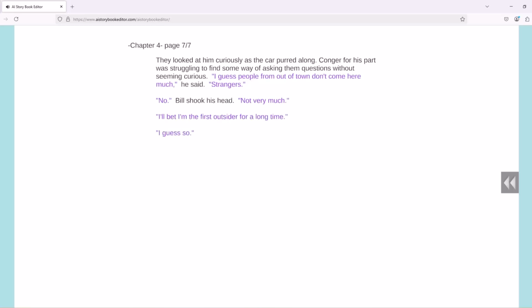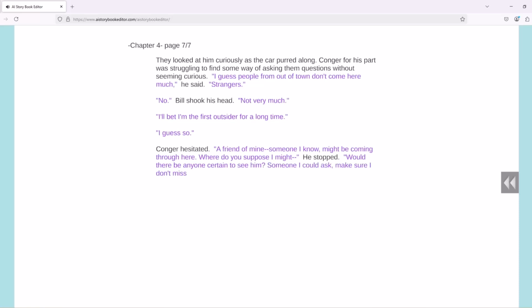"I guess so." Conger hesitated. "A friend of mine, someone I know, might be coming through here. Where do you suppose I might..." He stopped. "Would there be anyone certain to see him? Someone I could ask, make sure I don't miss him if he comes?" They were puzzled. "Just keep your eyes open. Cooper Creek isn't very big." "No, that's right." They drove in silence.